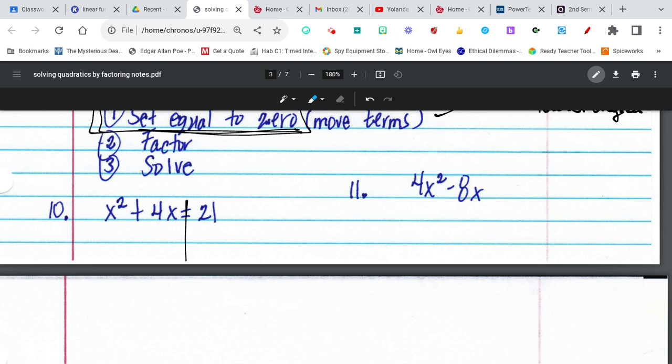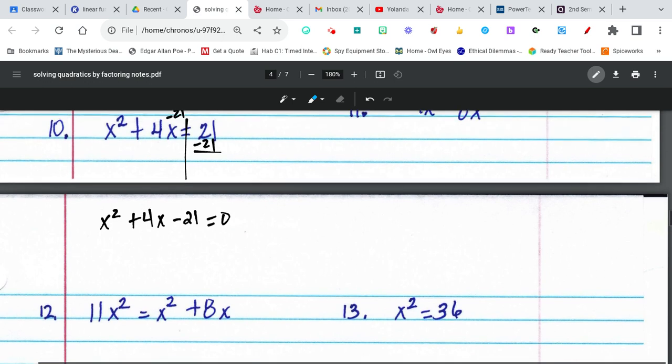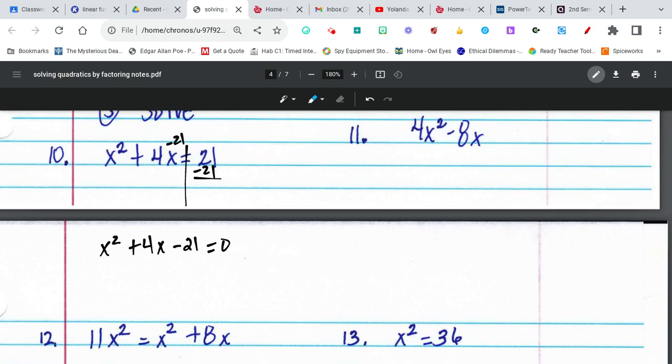So I'm going to set this equal to 0 by subtracting 21 from both sides. So I end up with x squared, keep it in standard form or descending order, x squared plus 4x minus 21 equal to 0. Okay, that's set. And there's no GCF there, so I'm just going to go with the easy x. Negative 21 and 4. That would be negative 3 and positive 7. So we're looking at x minus 3 times x plus 7 equal to 0.